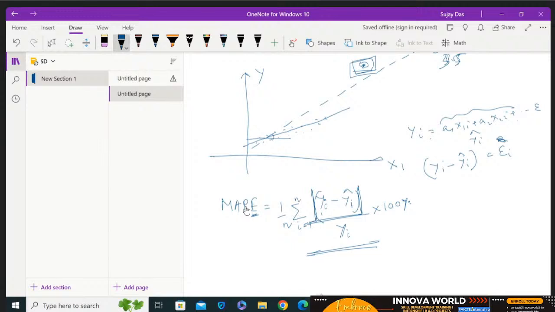So this is your ultimate goodness of fit of the model. The maximum value is 100. Is higher the better? Sorry, lower the better. This is the mean absolute percent error. Lower the better.